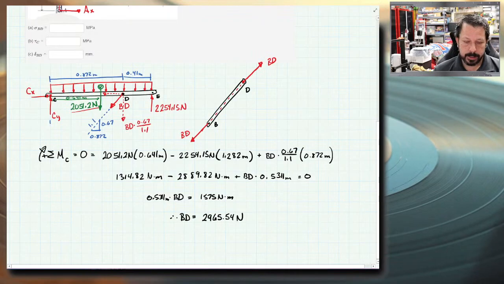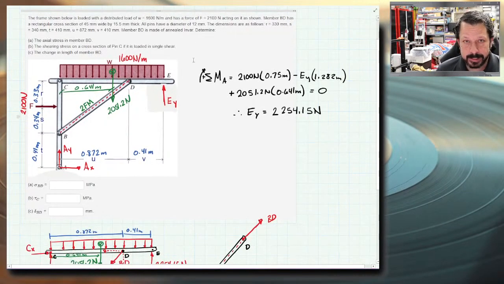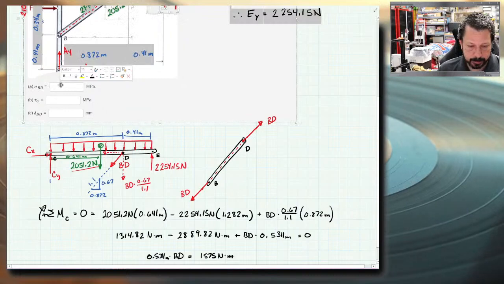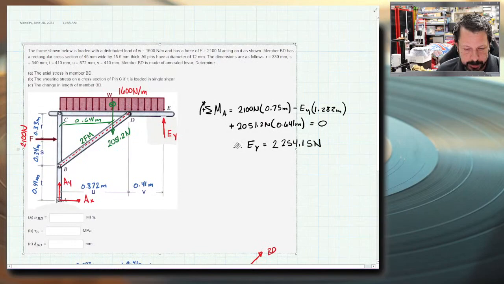So you do have to try and work out if member BD is in tension or compression. I don't know if this particular problem cares. It doesn't say anything about it, but it could. It could be that you would need to write a negative stress or a negative force if it were actually in compression. So what it really wants is the stress in member BD. We have the force there. Let's see what we have for cross-sectional area.